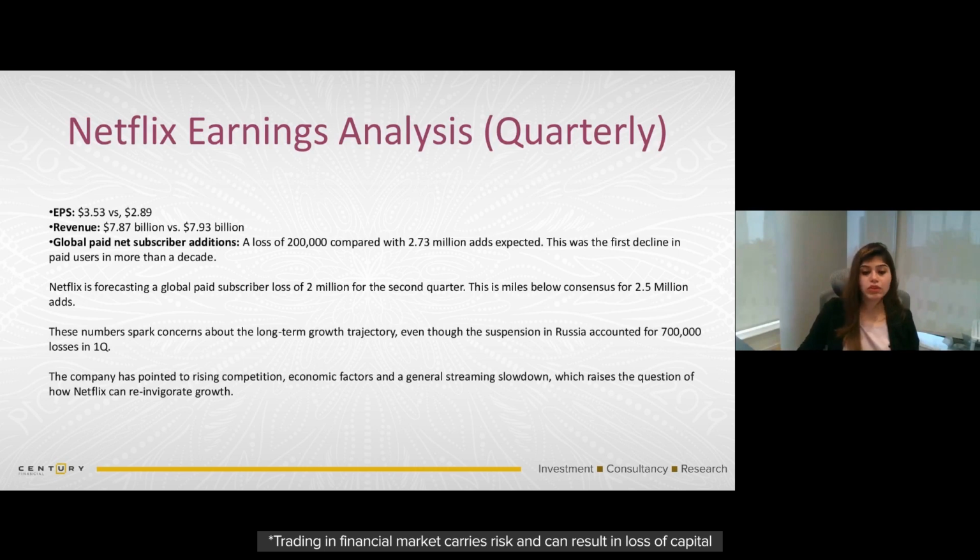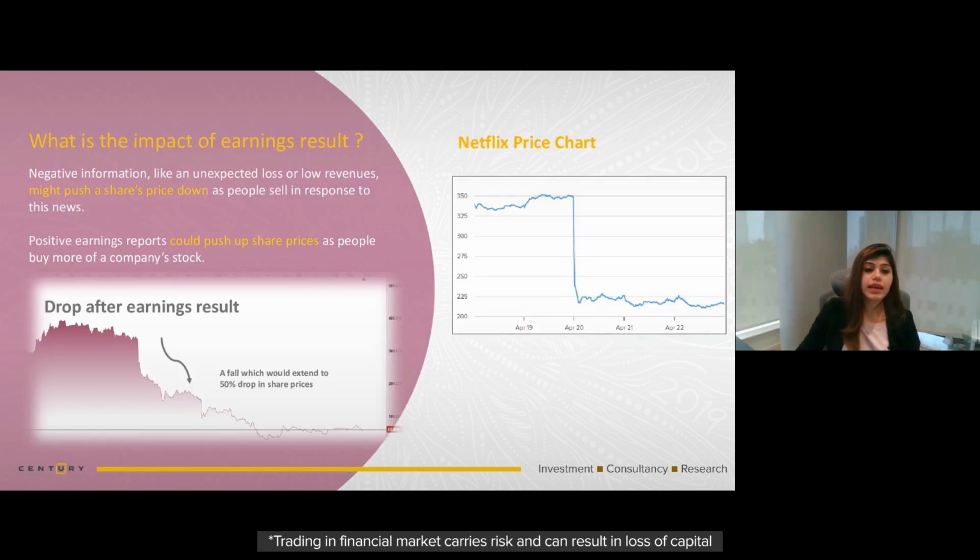Now that has been a major concern for the markets, and if you can see the kind of impact that the earnings of a company have on the stock, Netflix actually fell by almost 35% once the company reported its earnings. The fall was significant: from close to 350, it fell down to 225. So this is the kind of impact that earnings can have on a stock.